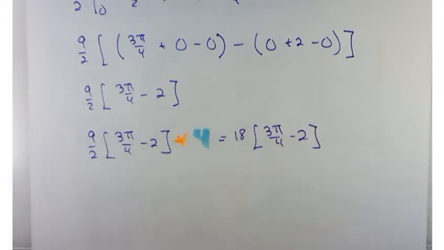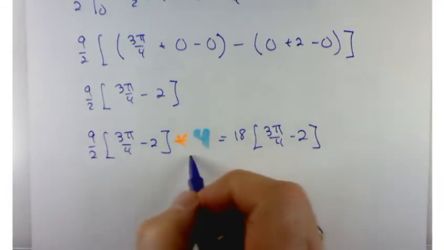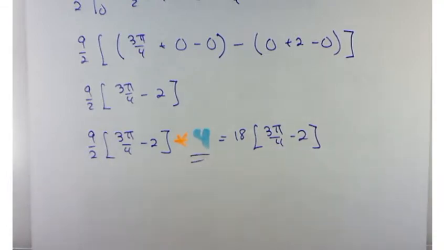And you can distribute or not, whatever, it doesn't matter. I'm not really that worried about it. Just please remember to multiply by the 4 when you're all done. That's not a big deal. That's like a 1-point thing if you forget that. The big thing is to find the area of that little portion there.